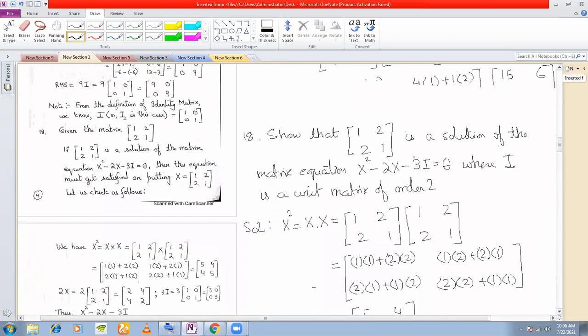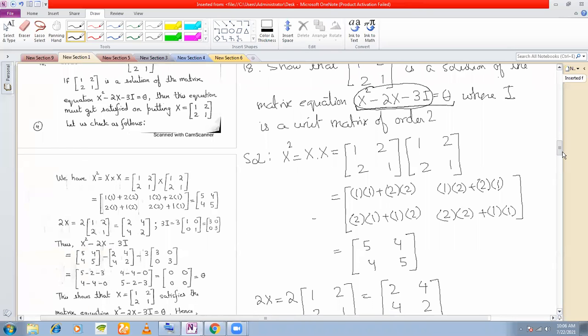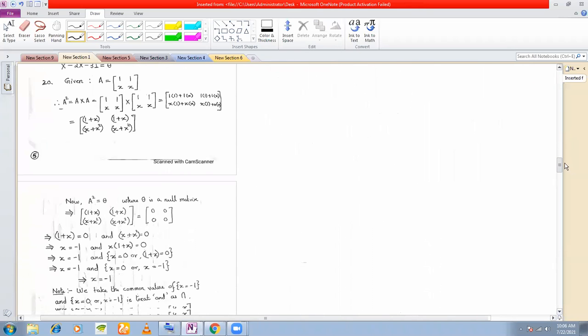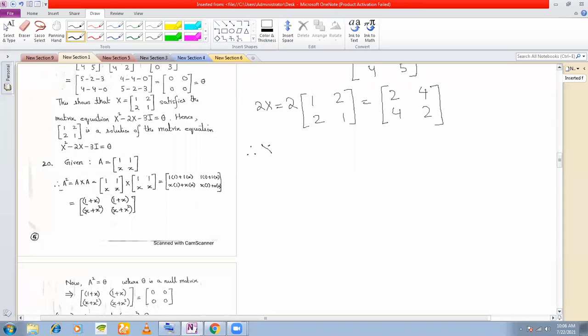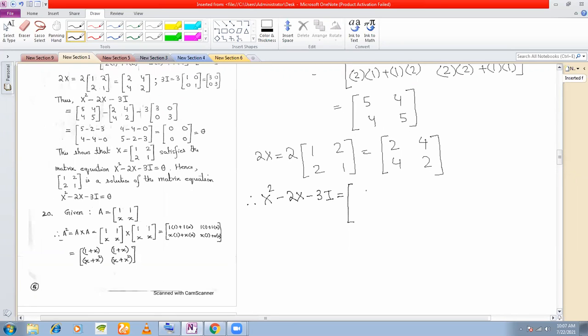So you need to show that this is a solution of this matrix equation, right? So what you do is you put the value of all this on the left hand side and check whether you're getting a null matrix. So you have x square minus 2x minus 3i. Let us check whether we are getting a null matrix here. Put the value of x square. The value of x square that we have got here was 5, 4, 4, 5.